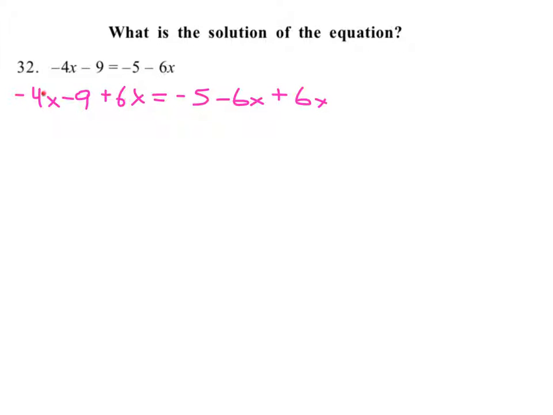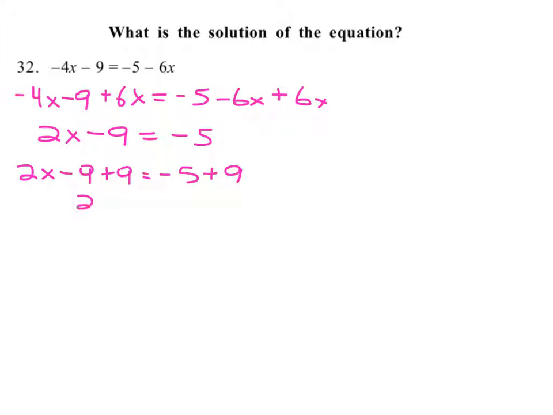Okay, combining these like terms gives us 2x minus 9 equals, combining these like terms cancels them out, so we're just left with negative 5. Okay, now we have to add 9 to both sides to isolate the 2x. 2x minus 9 plus 9, negative 5 plus 9, and we get 2x equals 4. Or 2x divided by 2 equals 4 divided by 2, giving us x equals 2.